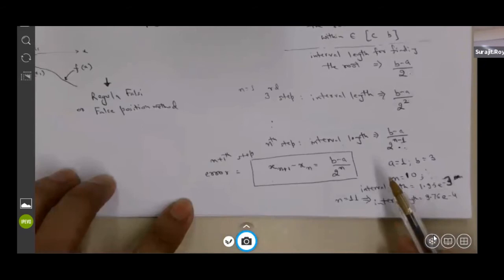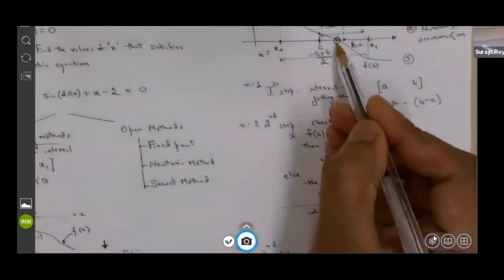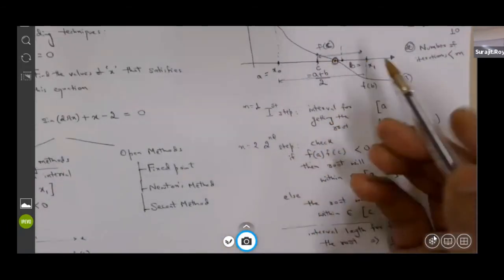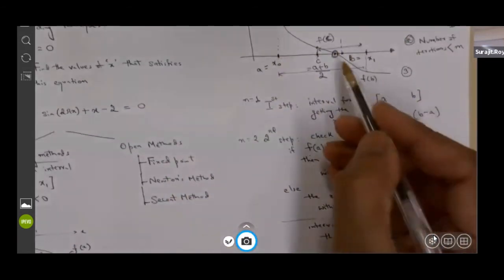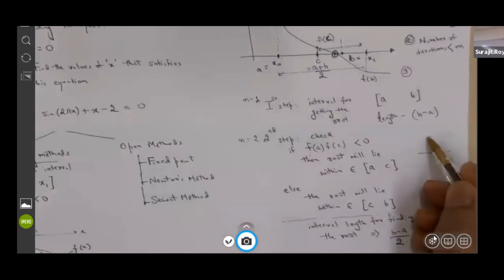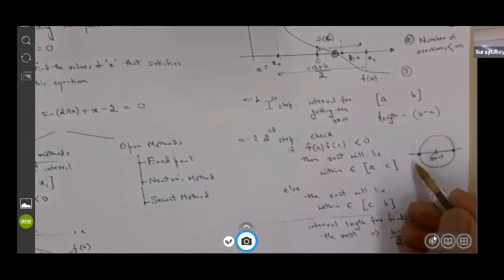As you keep on increasing the nth step, you will see the interval length where the root lies, which is this circle, which I'm plotting here. If I zoom this circle and plot it like this, this is your actual root. This is your x n and x n minus 1, the two values of x.